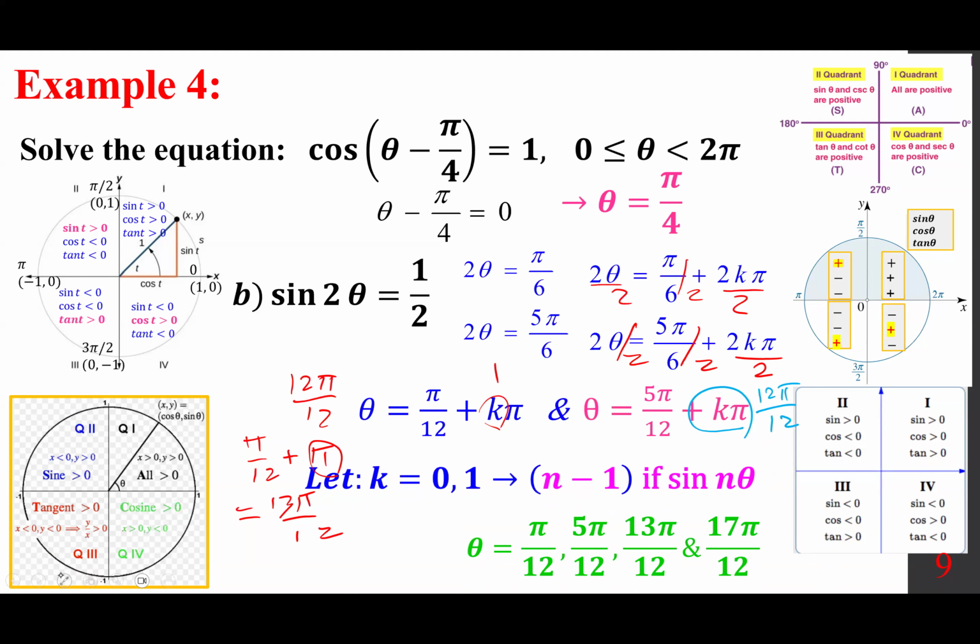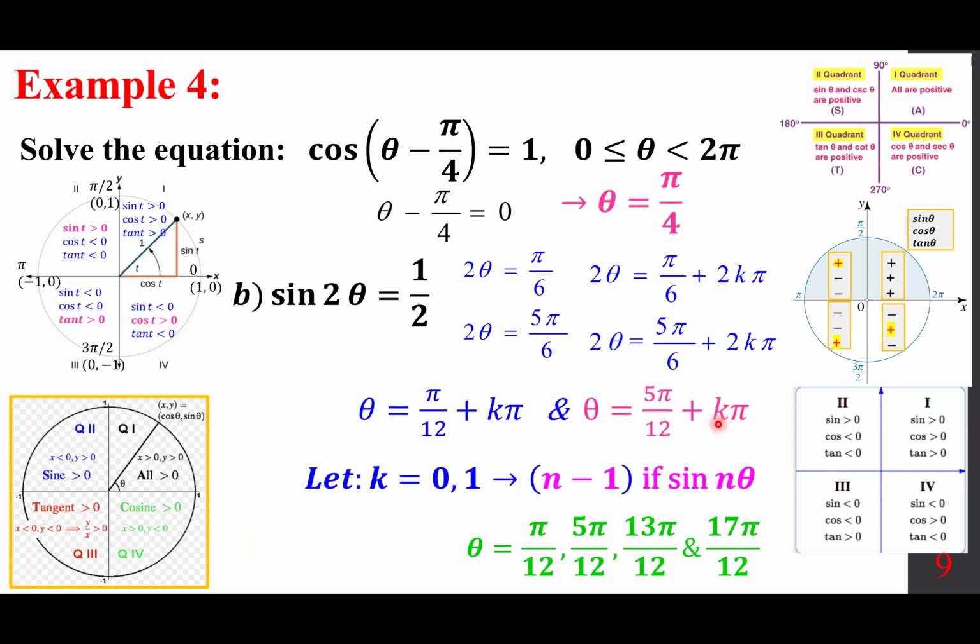Now, I think you can easily see if I erase this. If I use k equals 2, you add 2 pi, and you see it goes beyond the 2 pi, beyond a complete revolution. That's why you don't use this number itself. Okay.